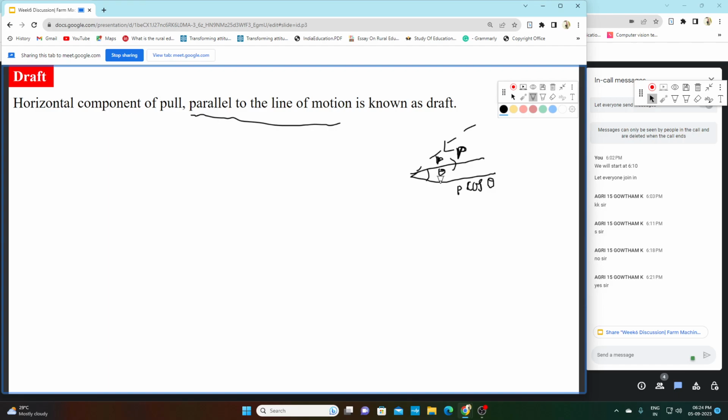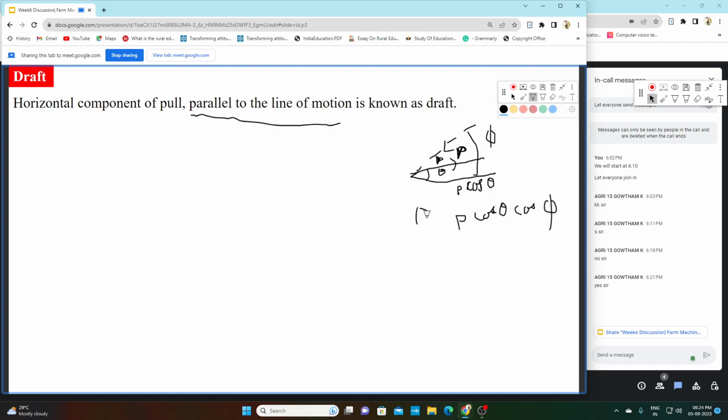we have taken pull in the horizontal component, that is P cos theta. Now this P cos theta can also have a component with the line of motion of the tractor. If I take this angle as phi, our pull, our draft would be equal to P cos theta cos phi.